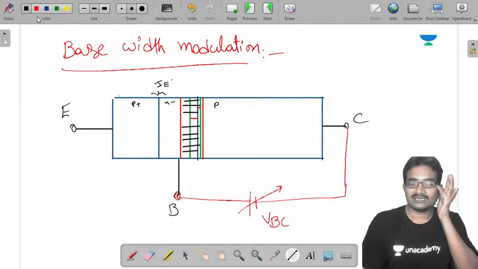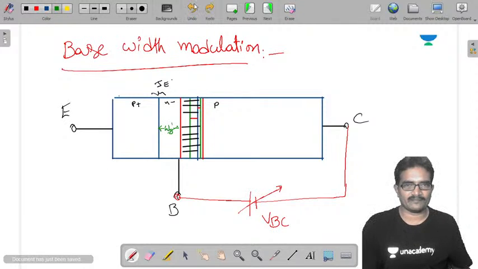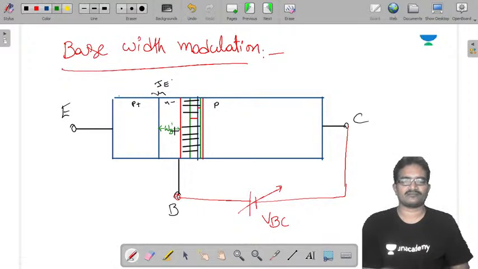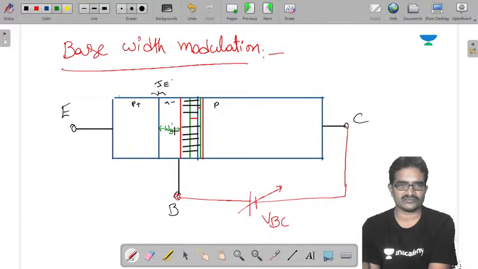Now this is the net region available for recombination. This is the effective base width. So this is the effective base width, WB dash. WB dash, effective base width.